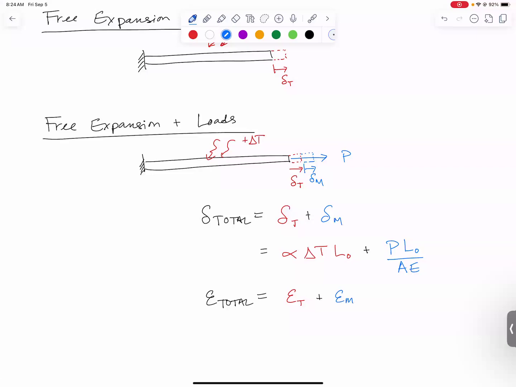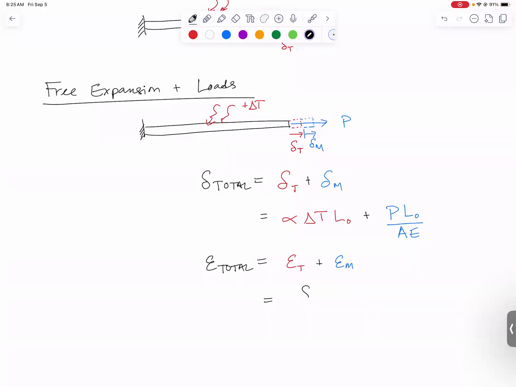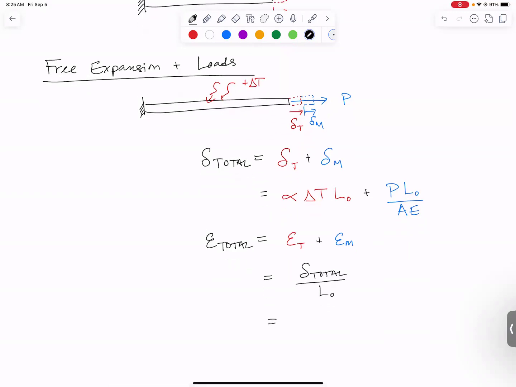And what would those look like? We calculate that as delta total divided by the original length, right? Because normal strain is change in length over original length. That would be your total strain. You could also decompose this and call it alpha delta T. There's your thermal strain. And then your mechanical strain would be P over AE.